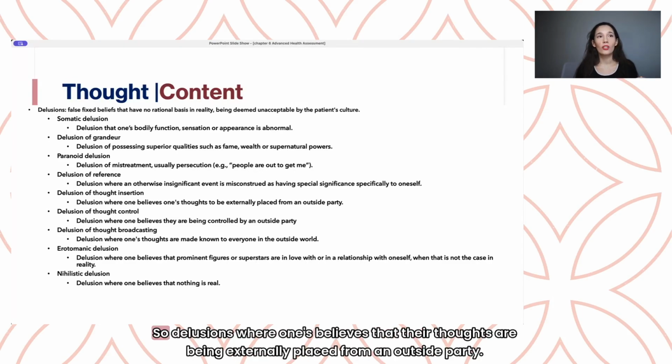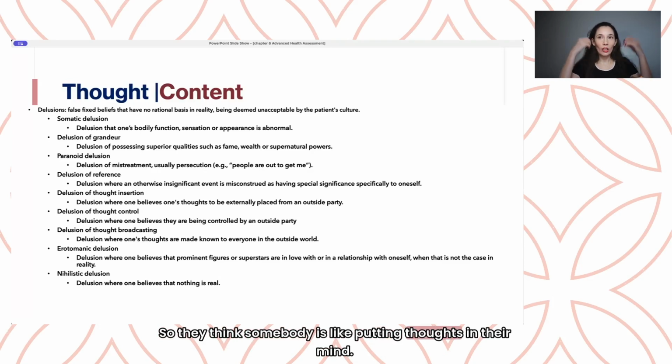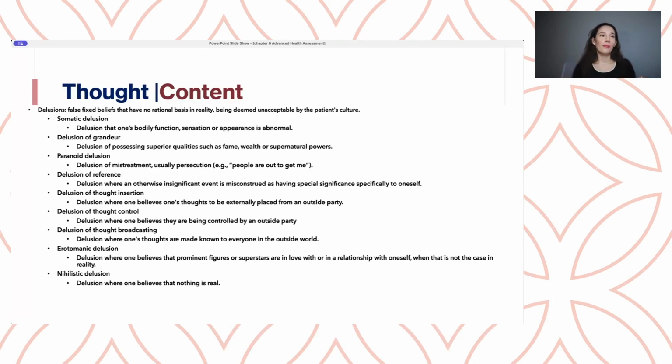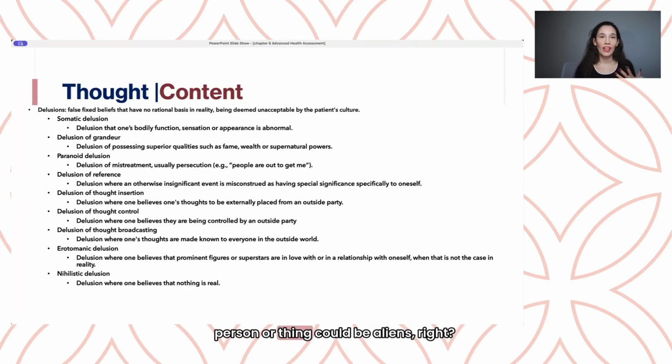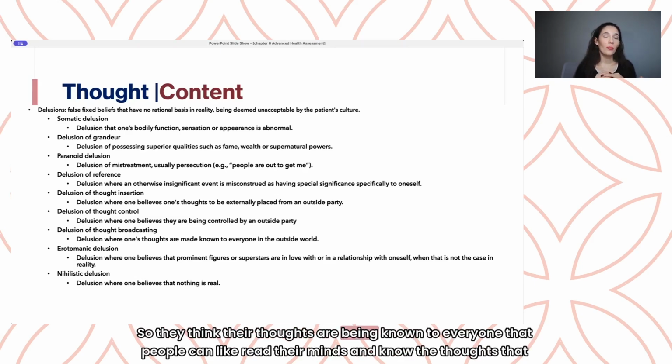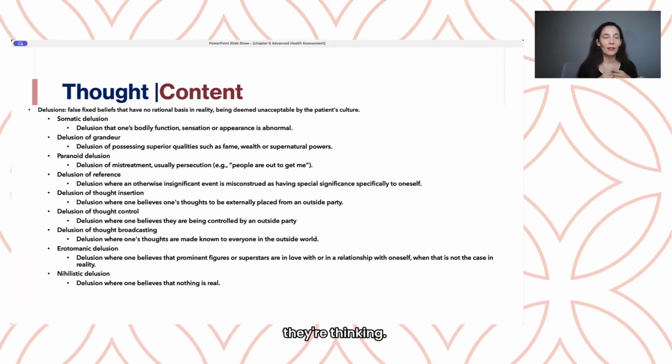Delusion of thought insertion. So delusions where one believes that their thoughts are being externally placed by an outside party. So they think somebody is putting thoughts in their mind. And then delusions of thought control, where they believe they're being controlled by an outside person or thing. Could be aliens, right? That's a common one. People think they're being controlled by aliens. Delusions of thought broadcasting. So they think their thoughts are being known to everyone, that people can read their minds and know the thoughts that they're thinking.